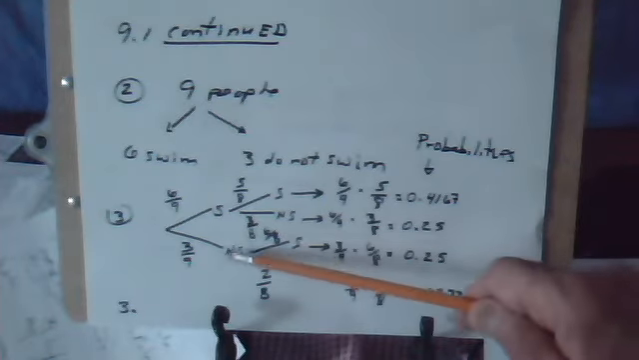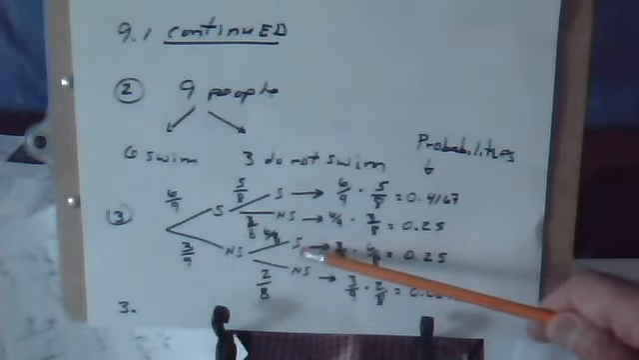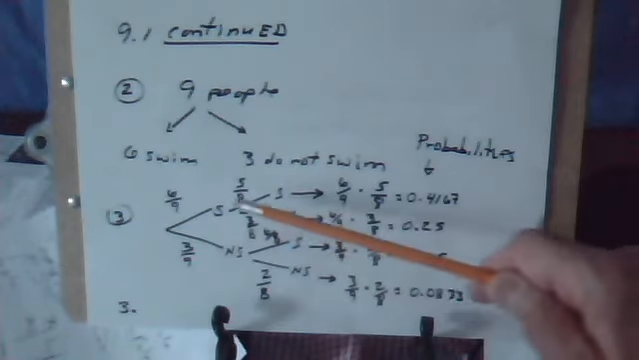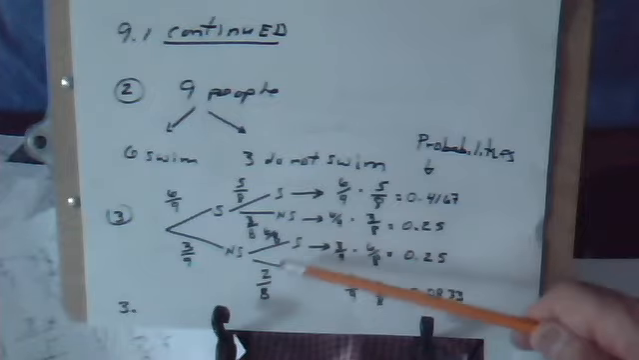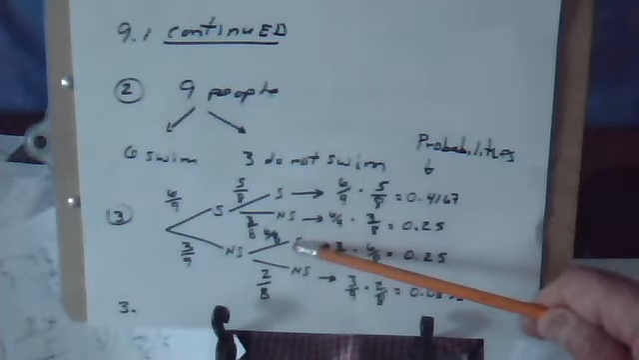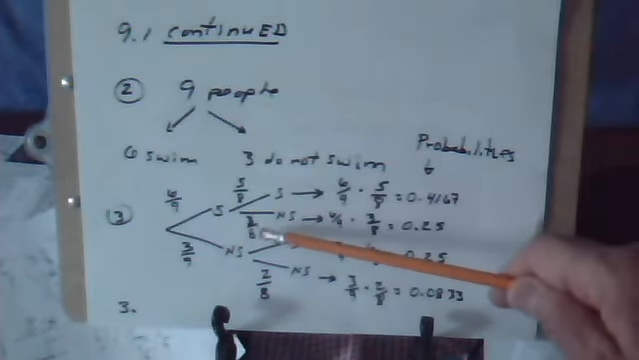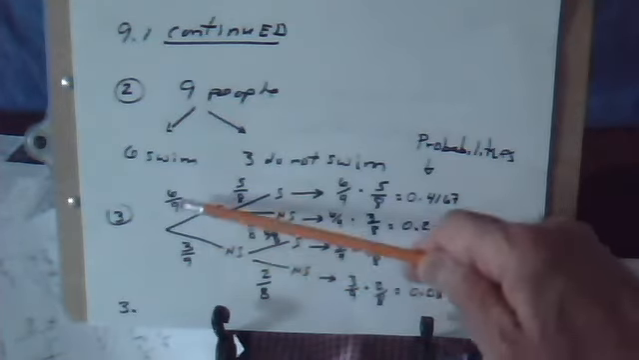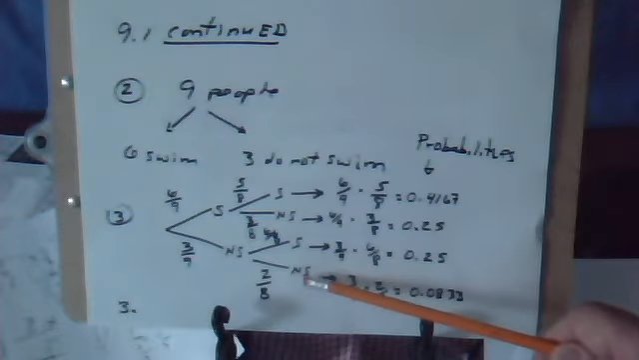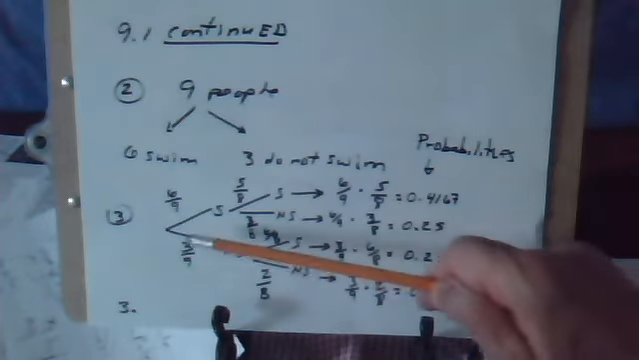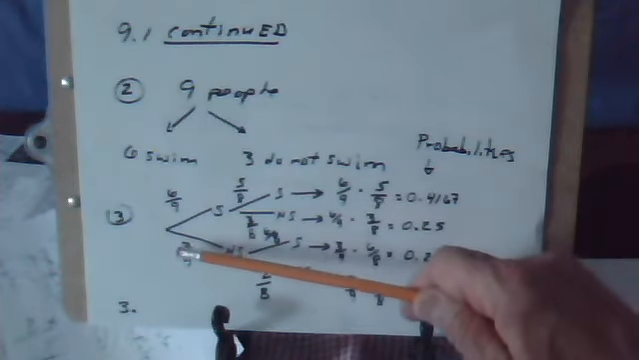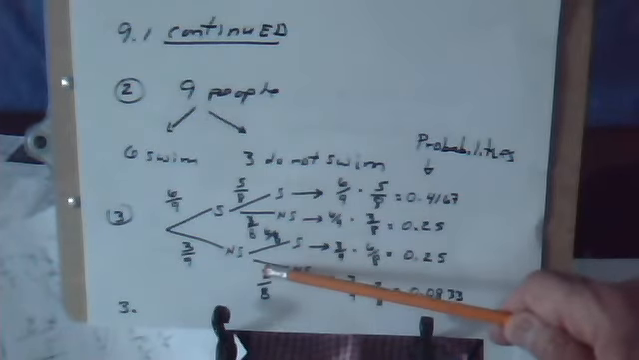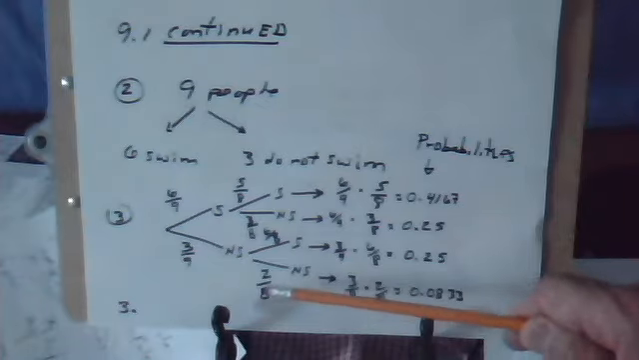Now you go to the second pick. The second pick is talking about swimmers. Since you picked a person already, there's only 8 people left. And this one's describing swimmers. There are 6 swimmers available. If you went this way, this one is describing not swimmers, and you already picked 1 of the 3, so you only have 2 non-swimmers to pick out of the 8 possible available.